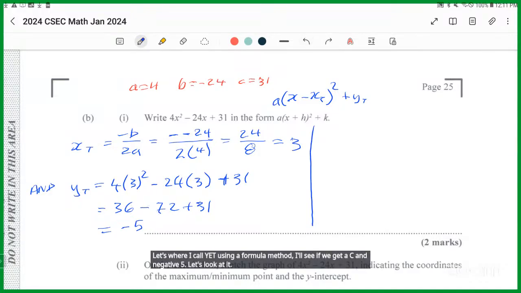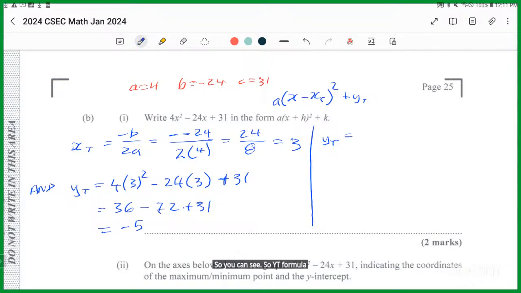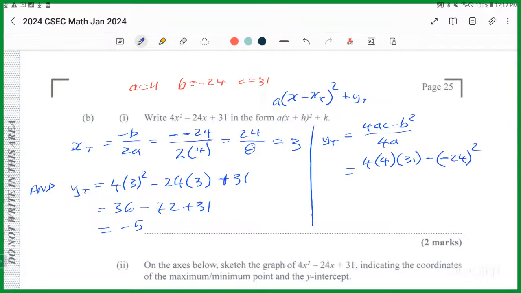Let's look at it. So you can see, yt formula method will be 4ac minus b squared divided by 4a. Let's put in the values now. So it will be 4 times a. The a is 4. Times c. The c is 31. Minus b squared. So subtracting negative 24 squared. And then dividing that by 4 times a, where the a is 4.